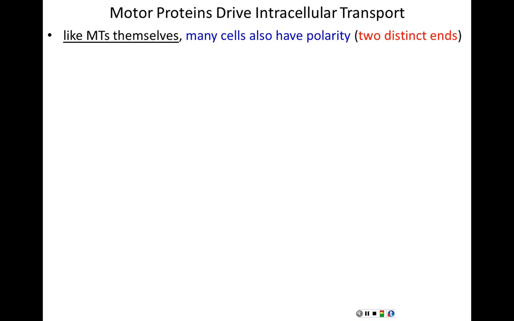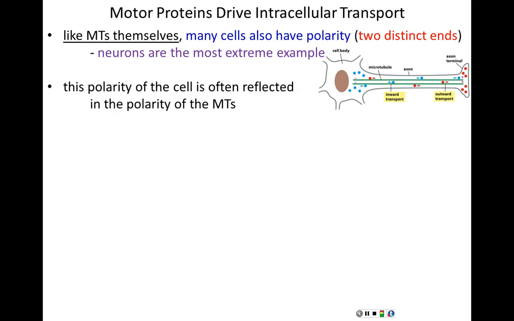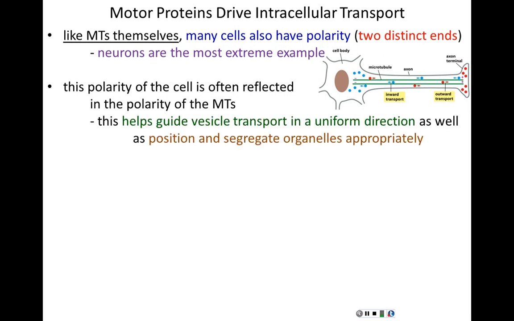Like microtubules themselves, many cells have their own polarity. They have two distinct ends. Neurons, of course, are our most extreme example of cellular polarity, but the same is true for circulatory cells, cells of the capillaries, etc. For neurons, we have a cell body at one end, we have an axon terminal at the other, and the two ends of the cell are extremely different and specialized for the cellular function, and oftentimes the polarity of the cell is reflected or mirrored by the polarity of the microtubules. For the neuron, that's the case that the plus end of microtubules are found in the axon terminal, the minus end of the microtubules are found in the cell soma, in the cell body.